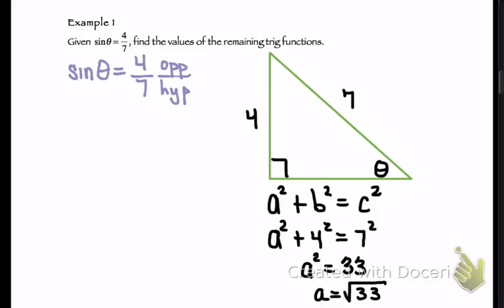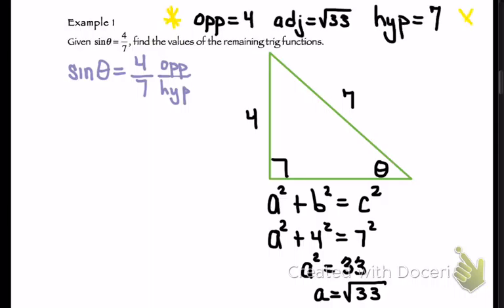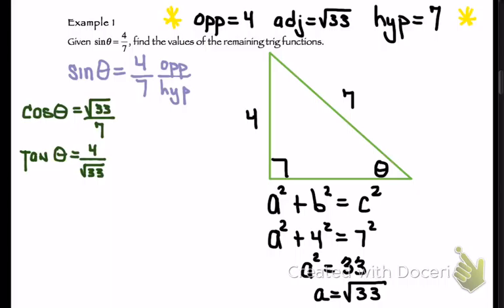So what I like to do from here is to identify what sides I have. It makes my life so much easier. I know the opposite is 4. The adjacent is the square root of 33, and I know the hypotenuse is 7. I'm now ready to run through my other 5 trig functions. So cosine, I know, is adjacent over hypotenuse, so there you see that. Tangent, I know, is opposite over adjacent.